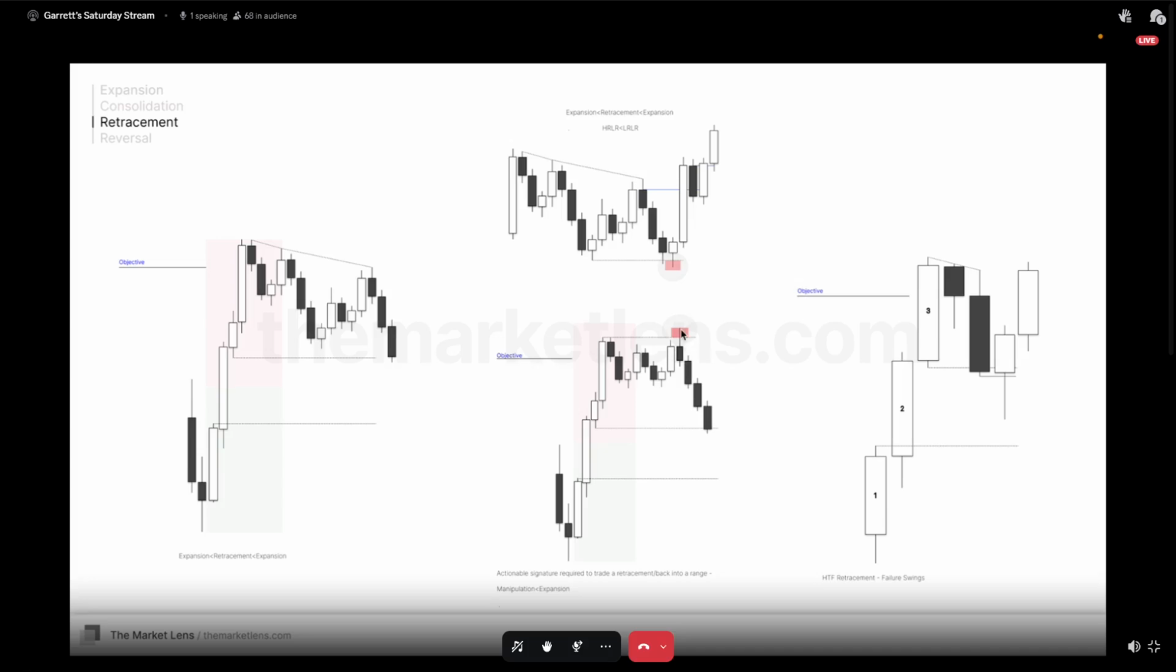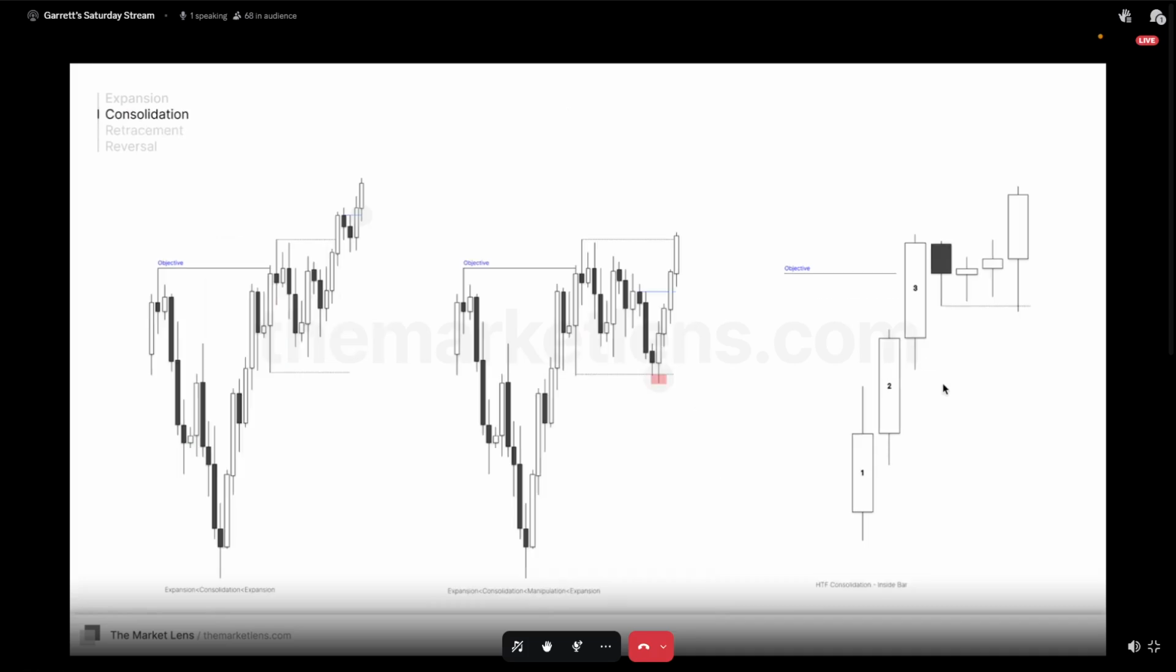And just because we have this manipulation here doesn't mean we're going to go to the range low. That doesn't mean this range can't still hold. So that's another misconception that a lot of people have. So what is a higher time frame signature for expansion? I also want to mention something else.